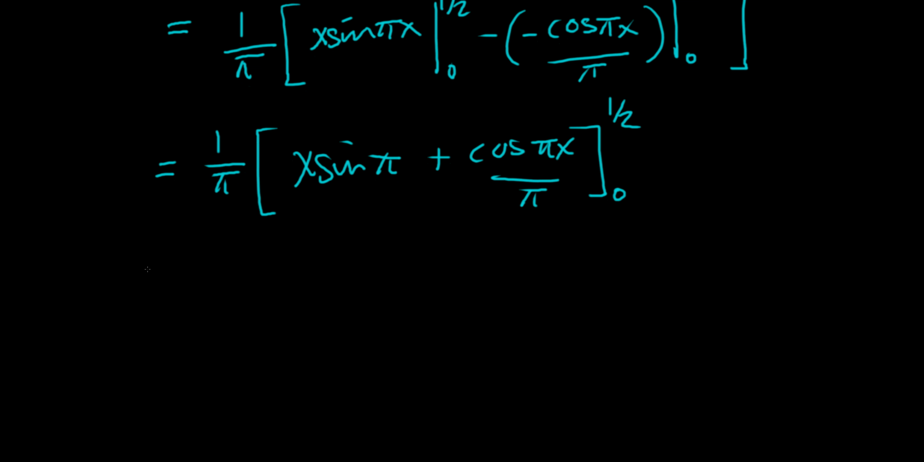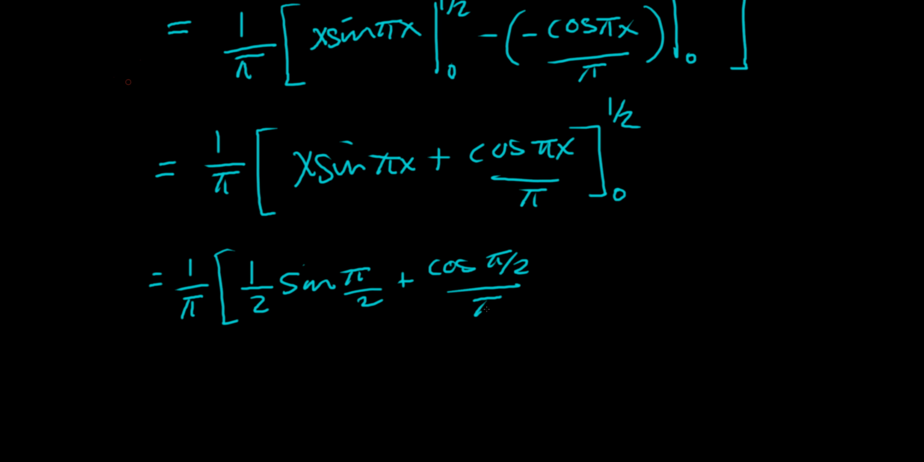Okay, so now we're going to get our 1 over pi out front. And then we have to plug in this upper boundary everywhere first, and then subtract from that what we get when we plug in the lower boundary. So we have x is 1/2 times sine, and I almost forgot my x up here, 1/2 times sine of pi times x. Well, that's pi times 1/2, which gives you pi over 2. Plus this is cosine of pi over 2 for that same reason, divided by pi.